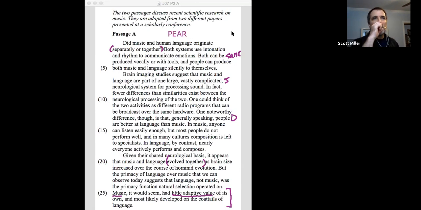All right, so what I'd like everyone to do now, we've just read passage A. I want you to read passage B, and you're just going to do the same thing. You're going to read each paragraph.